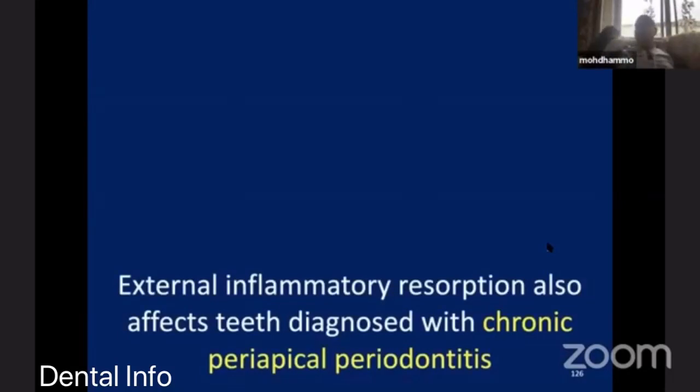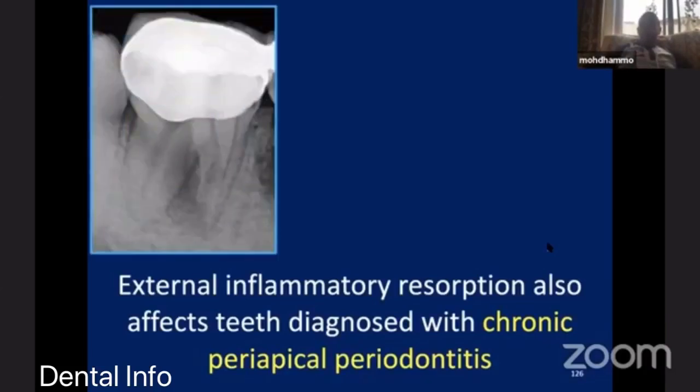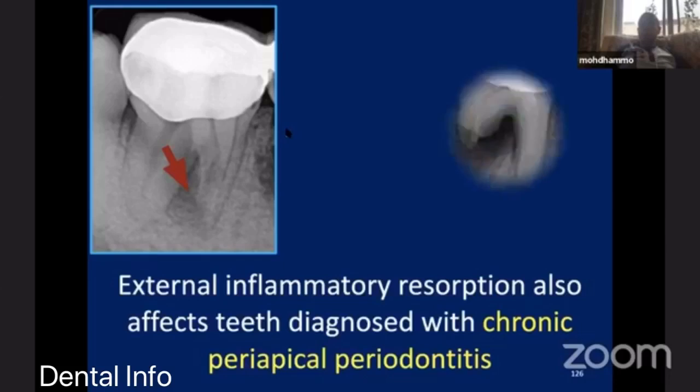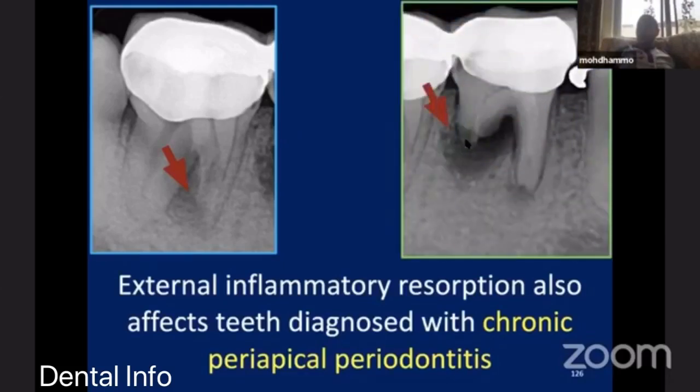Another very important cause of resorption is chronic periapical periodontitis, which means if we have a necrotic pulp and the tooth was not treated, it will cause apical periodontitis, and this periodontitis might cause resorption of the root like this case or like this case here.